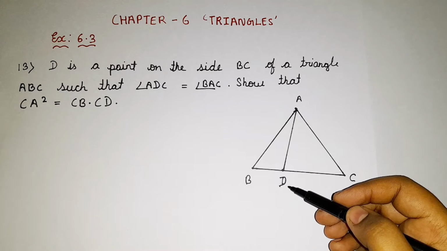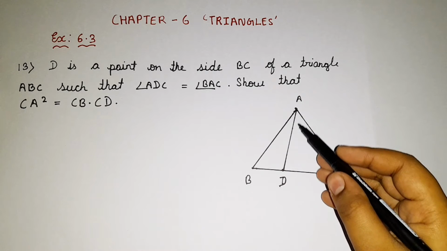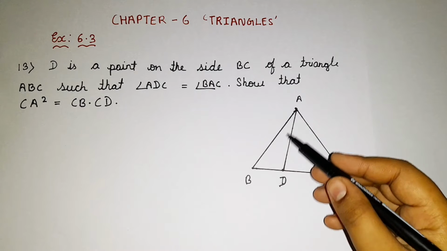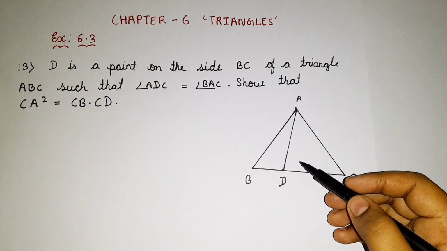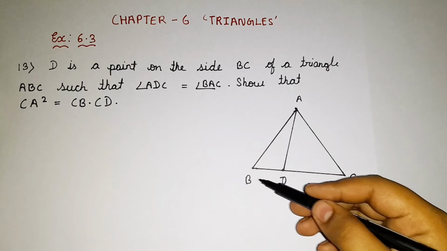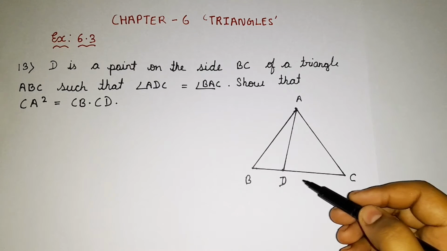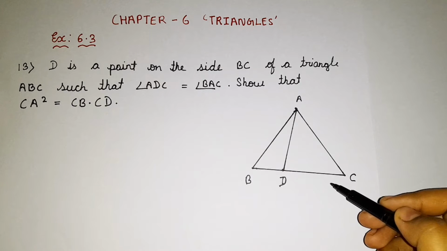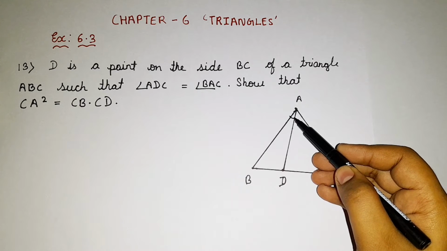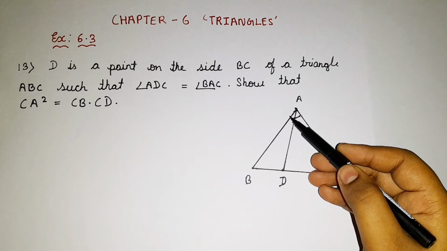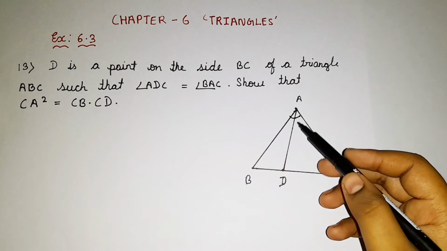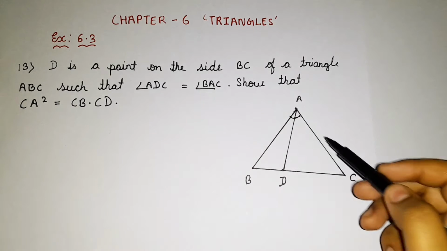Alright guys, now what do you think? This is kind of like a median, am I right? Median means it's dividing into two equal parts. So if it is a median, then BD is equal to DC. And one more thing you know, this angle is equal to this angle as well. Why? Because we have a median right over here, dividing the whole triangle into two equal parts.